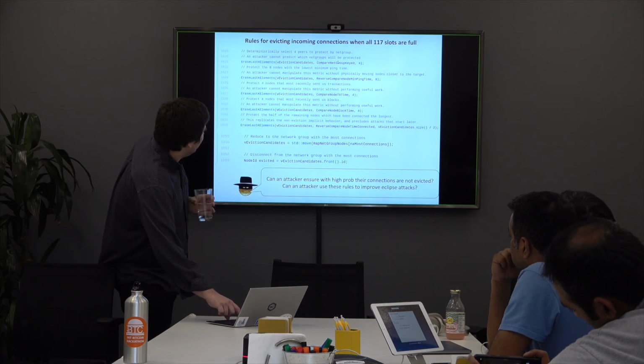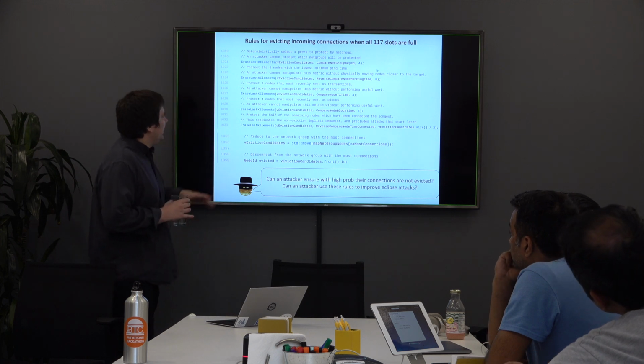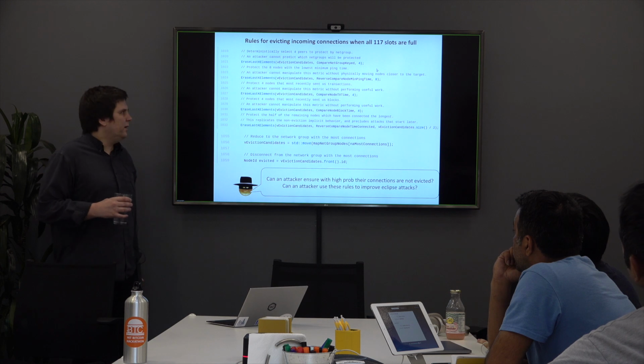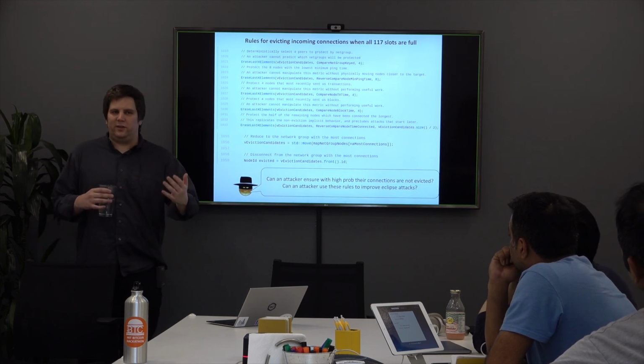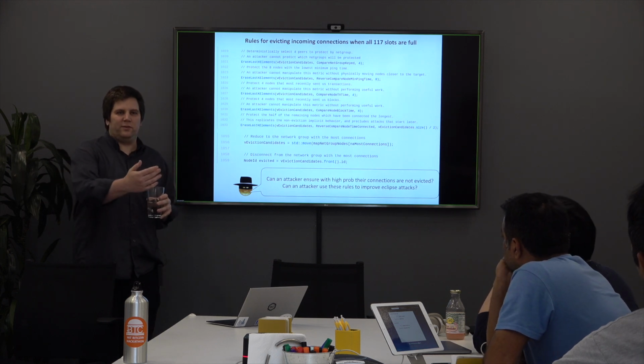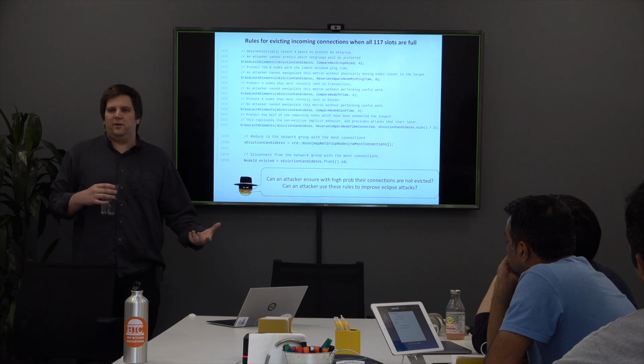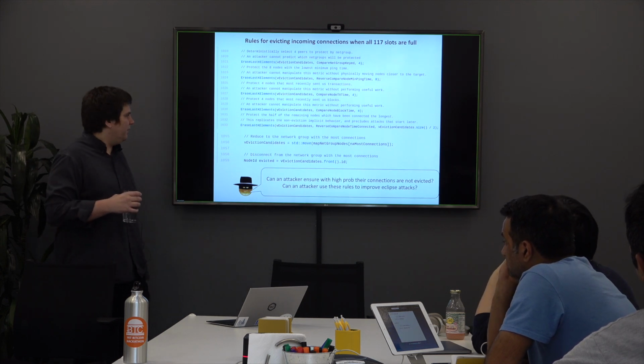And you can go on GitHub. So I mentioned that incoming connections are a little bit more complex now. They've added a bunch of rules: if all 17 incoming connection slots are full and someone tries to connect to you, do you evict a current incoming connection slot for a new one? And here are the rules.